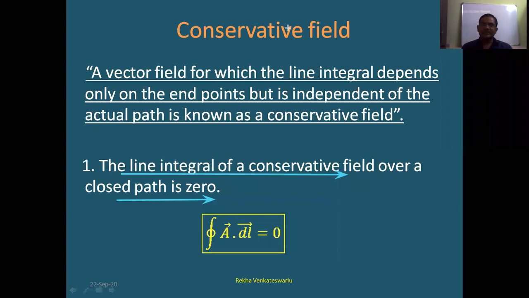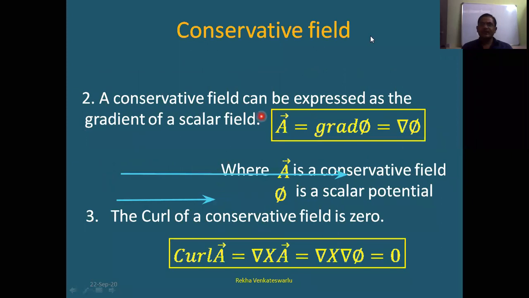The second characteristic is a conservative field can be expressed as the gradient of a scalar field. Suppose A bar is the conservative field vector, then A bar can be written as the gradient of a scalar potential, where phi is the scalar potential. I think you know what is the gradient of the scalar potential. Phi is the scalar potential, then grad phi is the vector, sir. The grad phi is nothing but what?